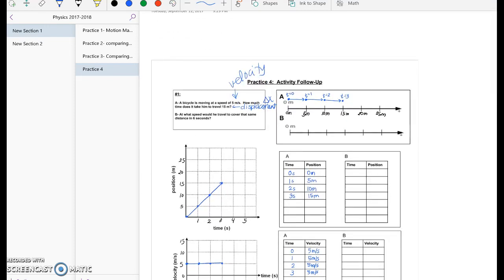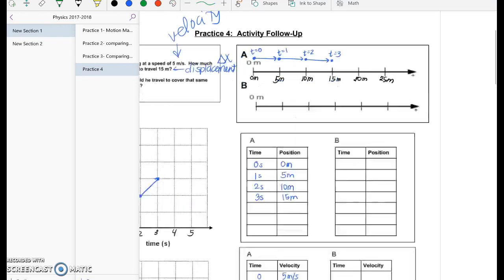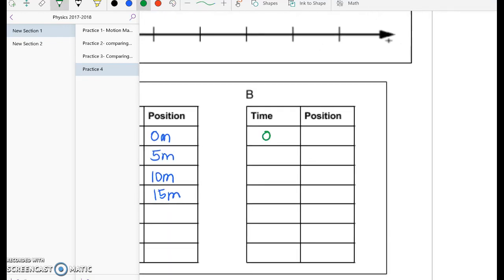Okay, let's see here. Let's go ahead and look at B. At what speed would he travel to cover the same distance in 6 seconds? So let's pick a different color. I'm going to pick green. So that means at 6 seconds, he traveled from 0 meters to the same ending, which was 15 meters. Now, we have to figure out, how did he get there? Or how do we fill in the boxes, right?